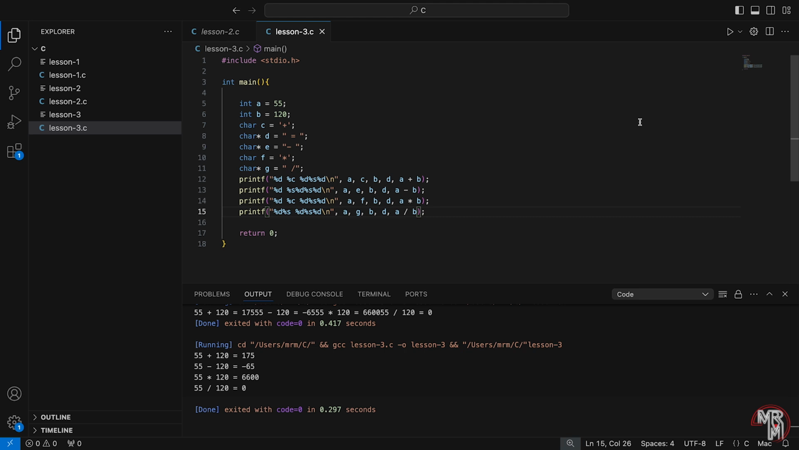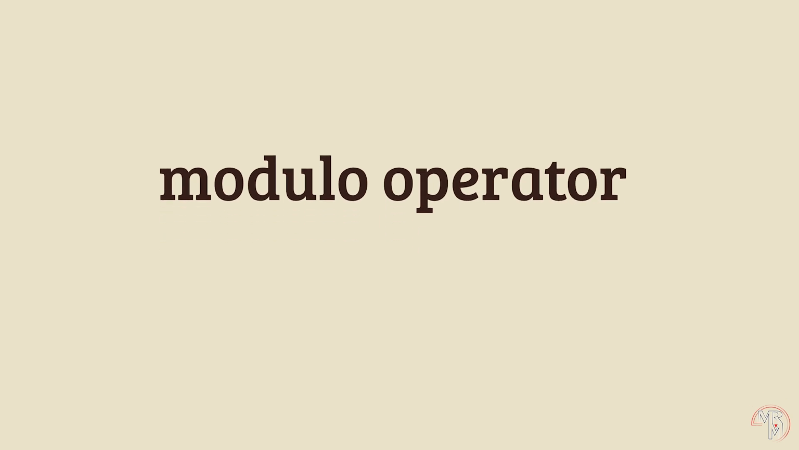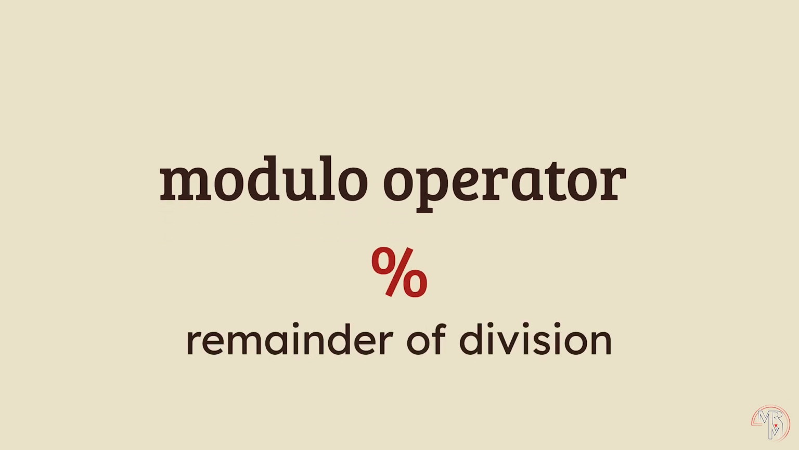And now all 4 operations are printed in separate lines. Now, there's another arithmetic operator in programming called modulo, and it's represented by the % symbol. The modulo operator gives you the remainder of integer division.